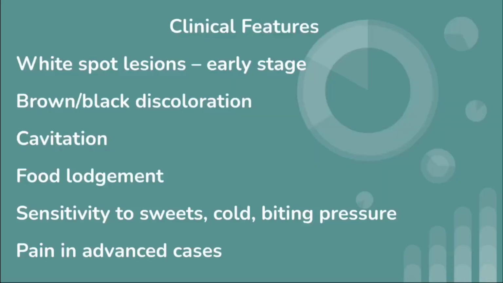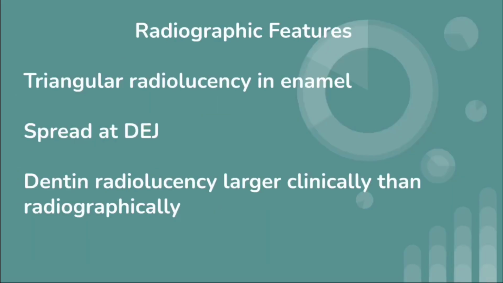Next, the clinical features, how it will look. As I told you, white spot lesion, brown, black or cavitation, food lodgement. You can see sensitivity to sweet, cold and bitter taste. Pain is in advanced cases. If the pulp is involved, then you can see the pain. Black color discoloration you can also see. In the radiograph, it looks like a triangular radiolucency in enamel. Then the spread to the DEJ, how it enters the DEJ, you can appreciate in the radiograph. Dental caries appears larger clinically than on radiographs.